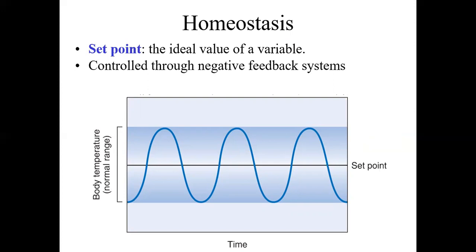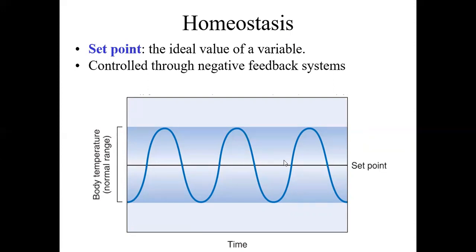Usually, and everybody's a little different, the normal body temperature is about 98.6 degrees Fahrenheit, 37 degrees Celsius. That's a normal range. Notice that it fluctuates. So if you check your body temperature throughout the day, it may fluctuate a little bit, maybe not much. And so you have a set point of where it should be.